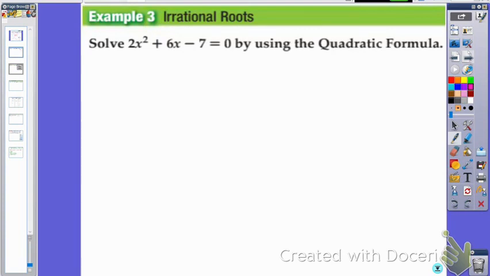All right, example 3 is irrational roots. So this is where you're going to have an imperfect square root, and you'll see how we'll leave our answer and then we'll approximate it. So check, it's already in standard form, so I don't need to do that step. Let's list our A, B, C values. A is a 2, B is a 6, C is a negative 7.